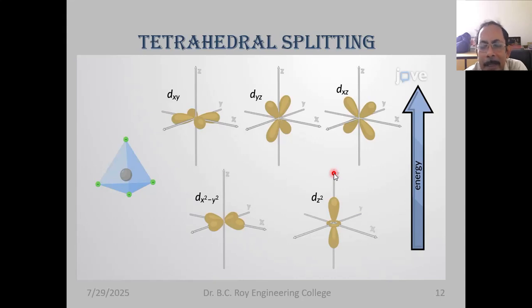Now for tetrahedral splitting, here we are not mentioning the G in T2G, because the center of symmetry is absent, and that's why the terms gerade and ungerade are not meaningful here. So these 2 orbitals, dx2 minus y2 and dz2, are below, whereas the other 3, dxy, dyz and dzx, are above.